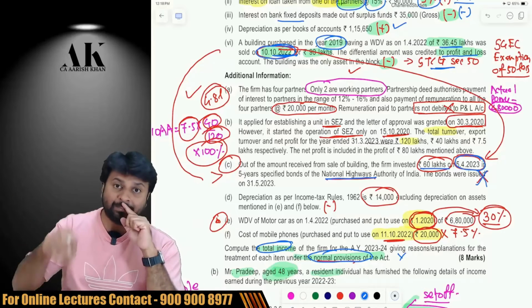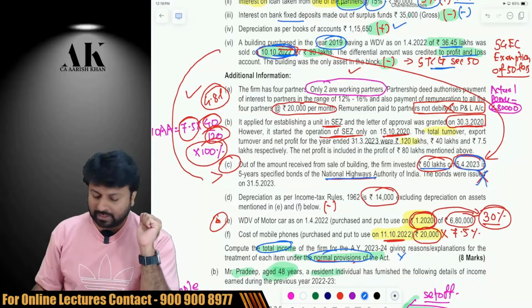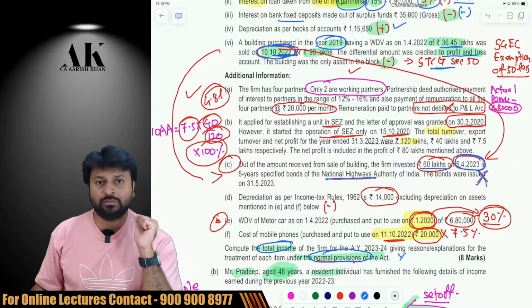The block asset is capital asset. If the block of asset is long term, the gain is short term, it doesn't matter, you can claim exemption under 54EC. So it's a very intelligent point. Please be careful with this point.